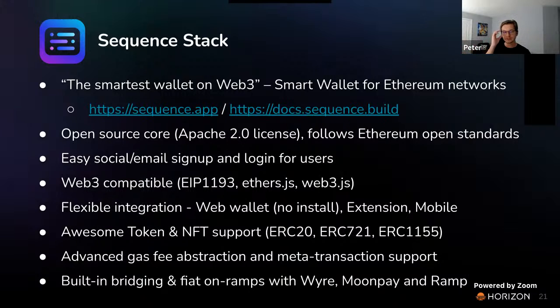There's more information obviously on the Sequence app. You can access it. And of course, docs.sequence.build. And back to the road to Web3 talk I gave, it goes into a lot of depth, so I think that's a better place for that. The source code is licensed under Apache 2. And of course, it adheres to open standards. It's compatible with anything on Web3, any contract.